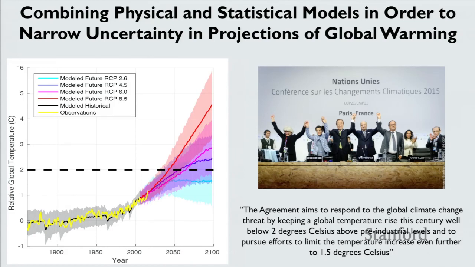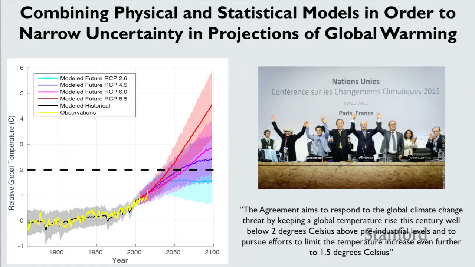In particular, they say the agreement aims to respond to the global climate change threat by keeping global temperature rise this century well below 2 degrees Celsius above pre-industrial levels, and also they want to pursue efforts to limit temperature increases to below 1.5 degrees Celsius. So on this graph, I've put in the 2 degree Celsius limit. So basically what that means is that, yeah.